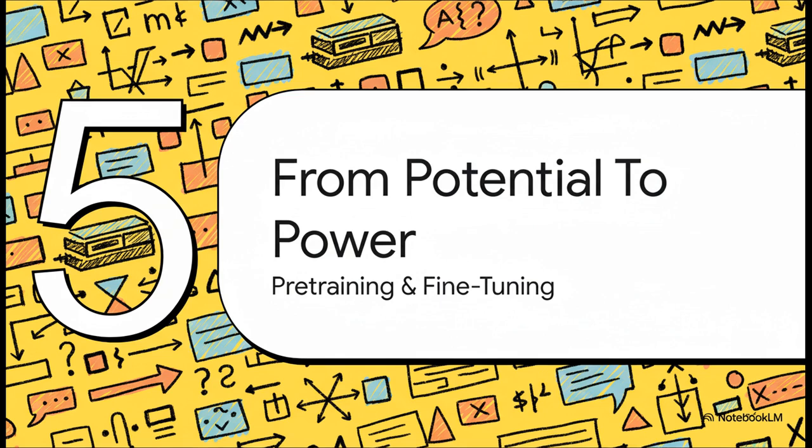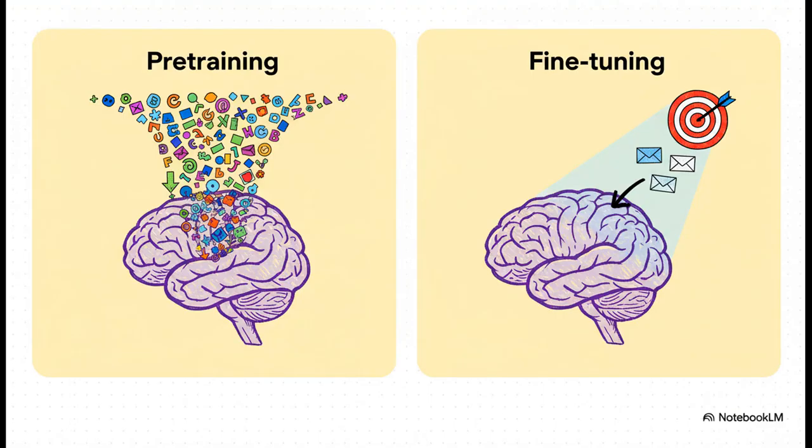Okay, so we've built our skyscraper, we have the architecture, but an untrained model, it's just pure potential. It doesn't know anything yet. To turn it into a powerhouse, it needs to be trained, and that training happens in two main phases. The whole process kicks off with pre-training. This is where the model gets its general education.